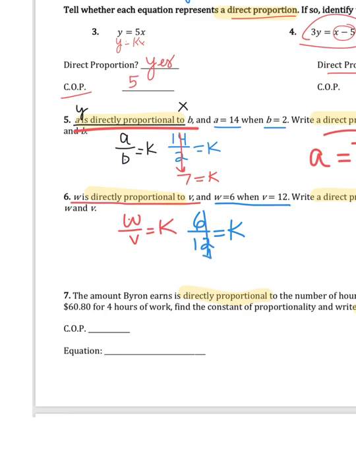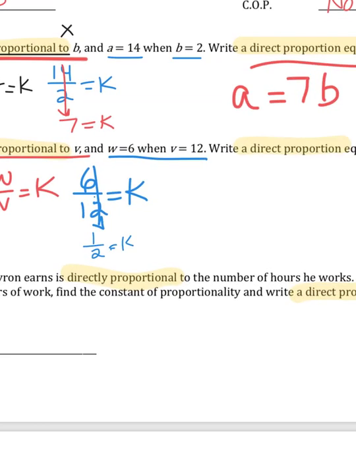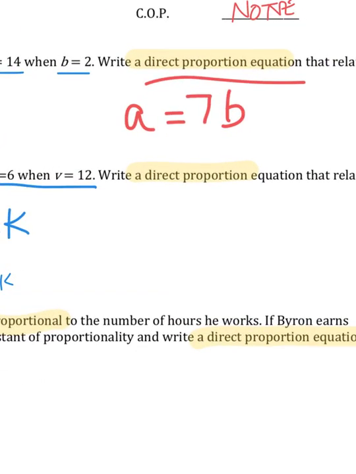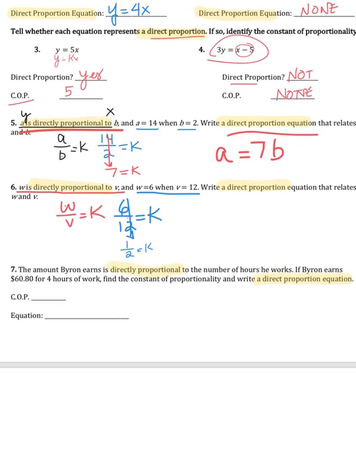So I know it's going to be smaller than 1, so I'm going to leave it as a fraction basically. So I'm going to reduce that fraction. 6 twelfths is the same as 1/2, which is going to equal K. And you could have a fraction as a constant. So now to write the direct proportion equation, I'm going to use W and K. So I'm going to go W equals 1/2 V. And there we go.